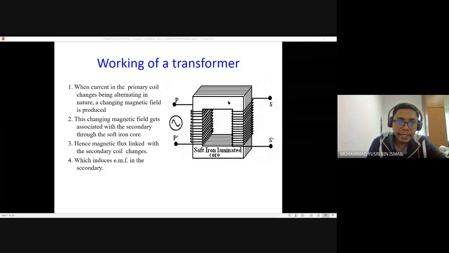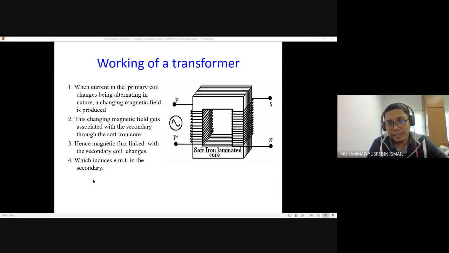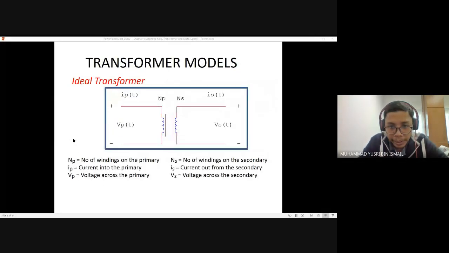The transformer has its own core. Hence the magnetic flux linked with the secondary coil changes, which induces an electromotive force in the secondary. This is the diagram for the transformer model.